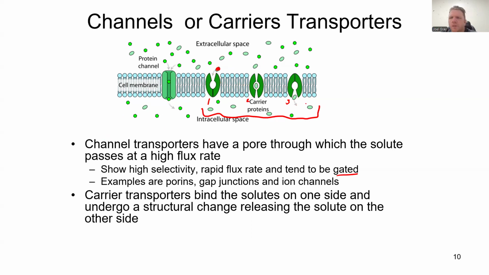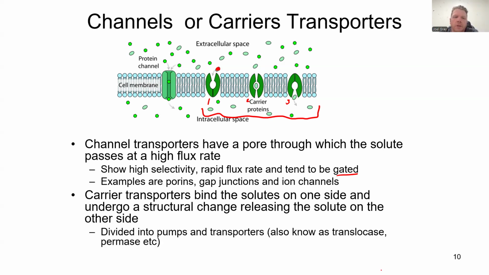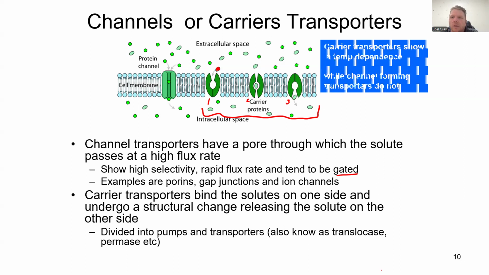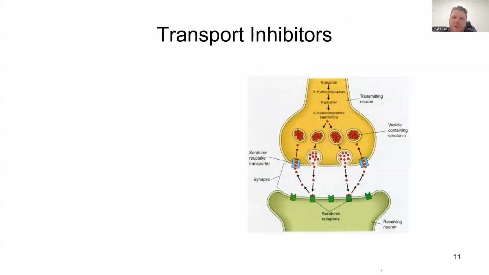GLUT transporters, proteins that are responsible for transporting glucose into a cell from the bloodstream, for example, function in this way, where they receive glucose, close off, and then release it into the cell. These are divided into pumps and transporters. These are also known as translocases or permeases. Now, carrier transporters show temperature dependence, while channel-forming transporters do not.